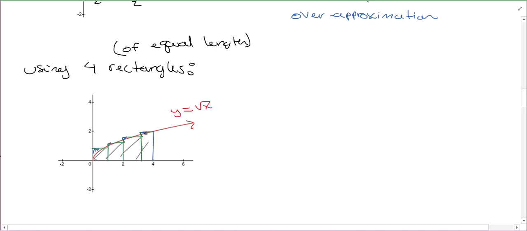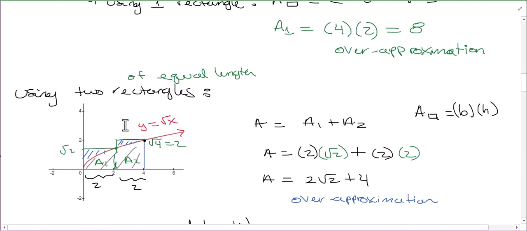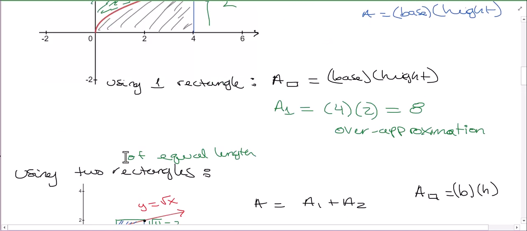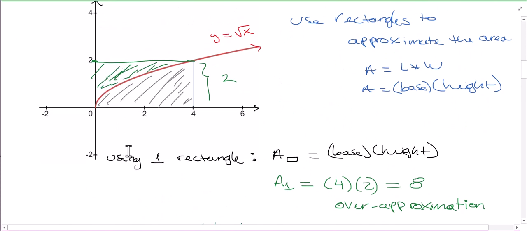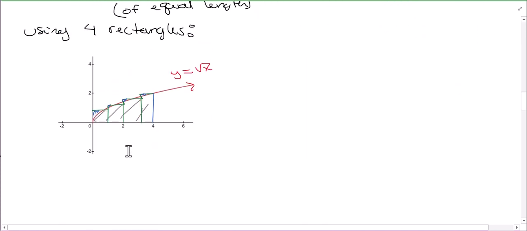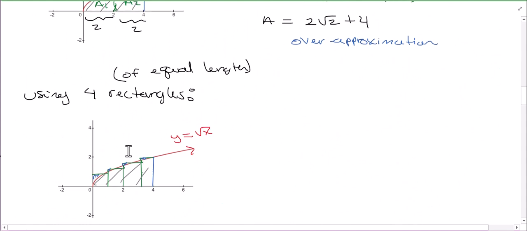That is a lot smaller than when we had 2 rectangles, and even when we had 1 rectangle, so it's way better. So the more rectangles that we use, the closer and closer we get to the actual area, so the better the approximation. So the area under the curve then is going to be the sum of the areas of the 4 rectangles.